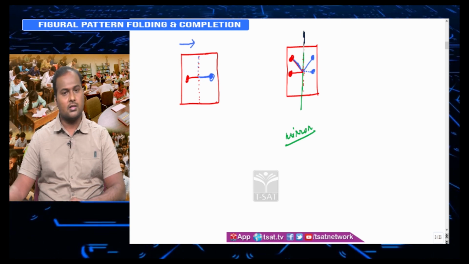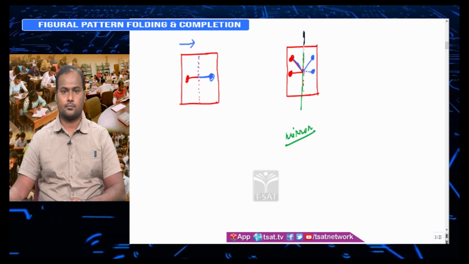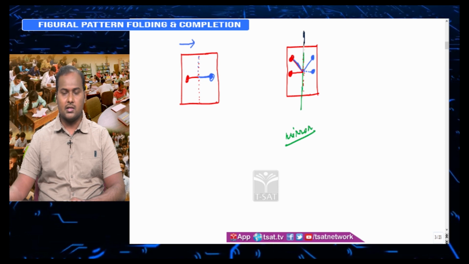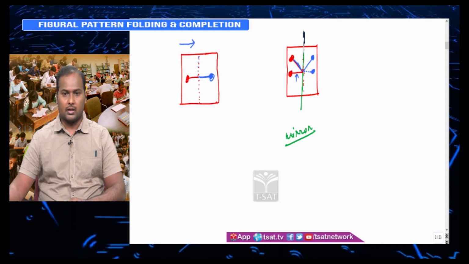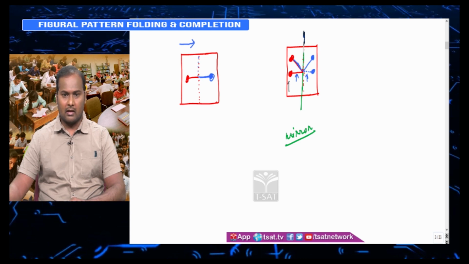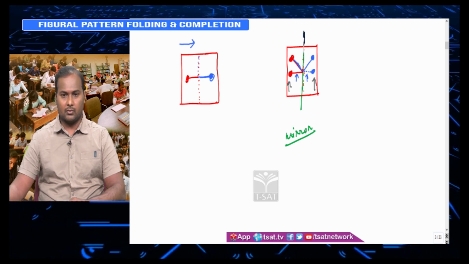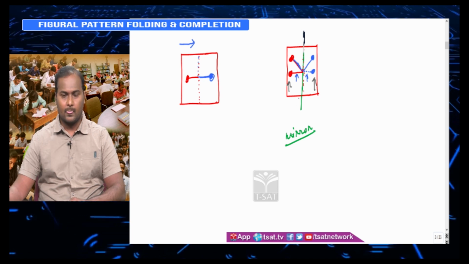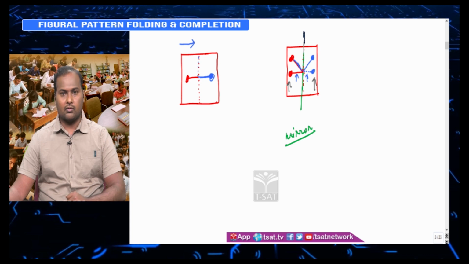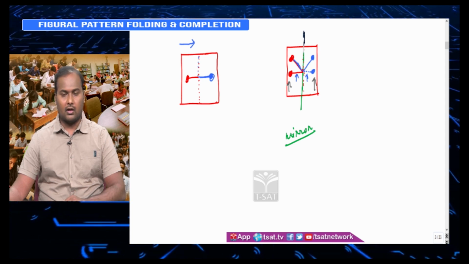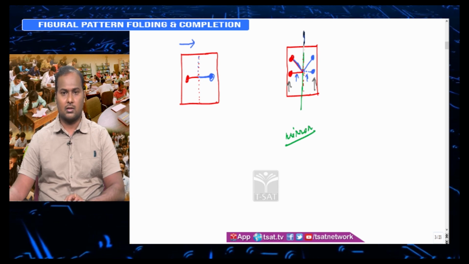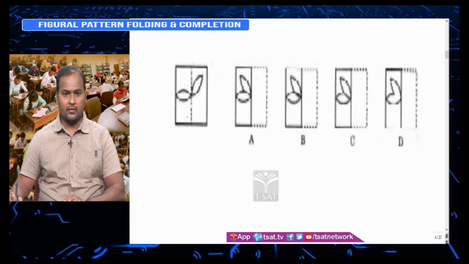So this mirror image is also a kind of paper folding. Whatever dotted line he is giving, whatever is near the dotted line, keep it near. Whatever is away from the dotted line, these knobs that are away from the dotted line, keep them away, because this dotted line is the mirror. So simply remember, in case of mirror images or paper folding, whatever is near the dotted line, keep it near. Whatever is away from the dotted line, keep it away. Based on this, we'll try to solve some questions. So this is the image that is given.